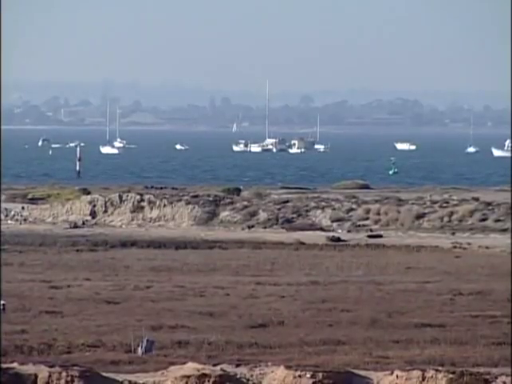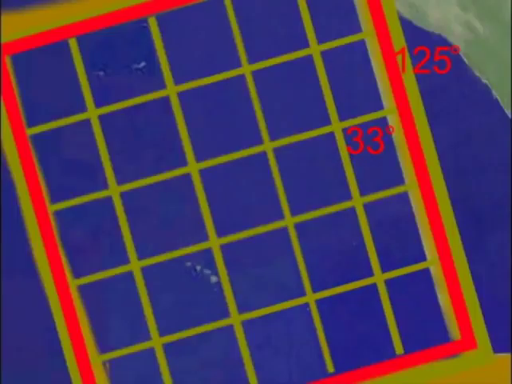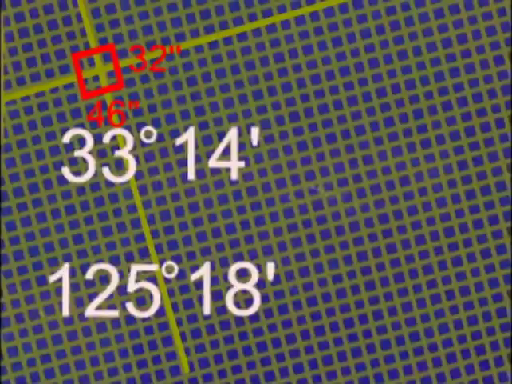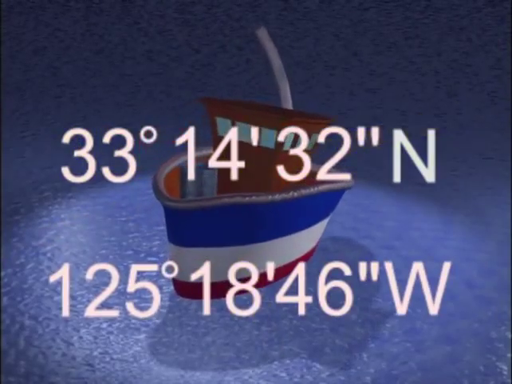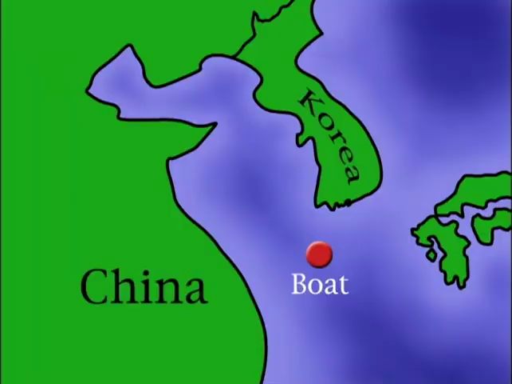But we can find even more precise locations by using the geographical grid. It comes in handy when you're in an emergency. So let's say you take a boat out on the ocean and the boat runs out of gas. You can give the Coast Guard your exact location, 33 degrees, 14 minutes, and 32 seconds north latitude, and 125 degrees, 18 minutes, 46 seconds west longitude. Remember, direction is an important part of coordinates. If you give them the wrong direction, like saying east instead of west longitude, then they'll think you're close to China instead of off the California coast.